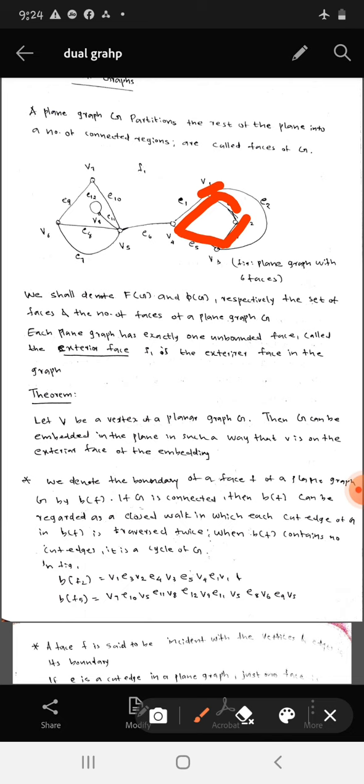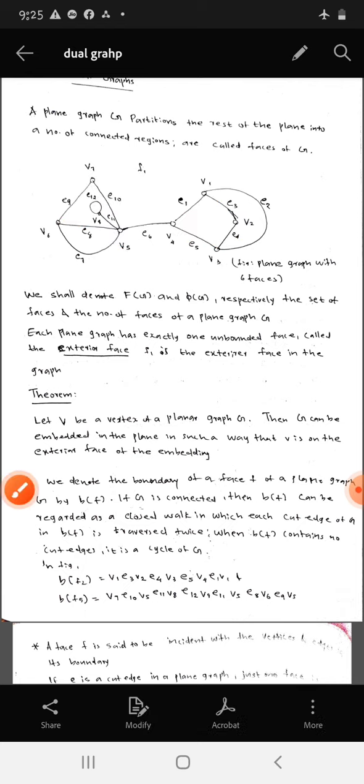Another one: next, B of F5: V5, E10, V5, E11, V8, E12, V8, then again V8, E11, V5, E8, E6, V6, E9, V5. So this is another example of a cycle.